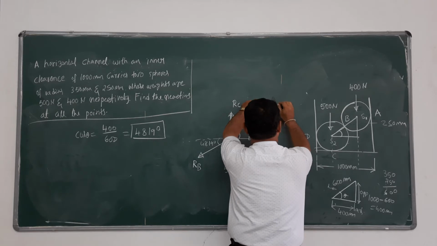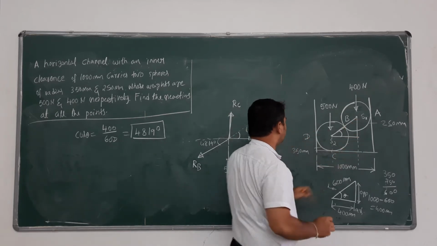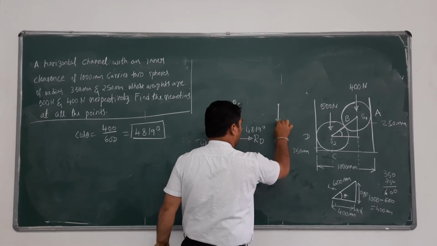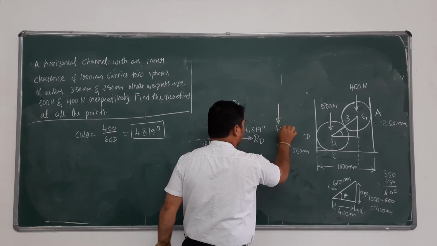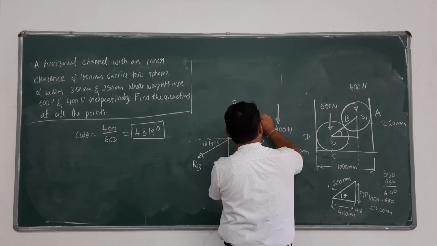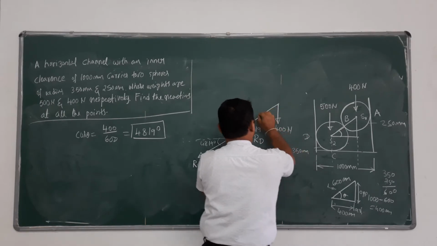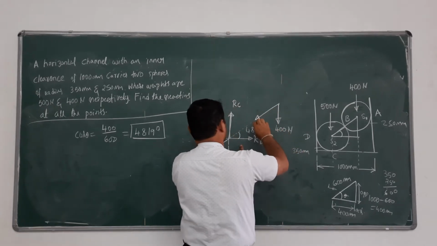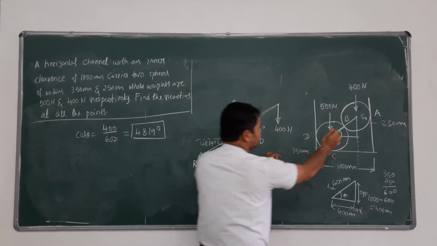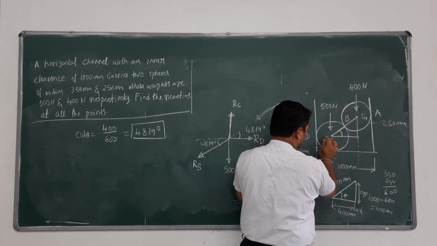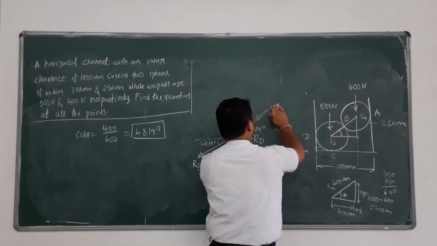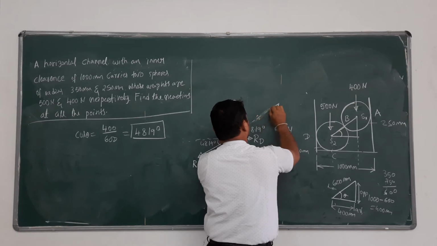Now come to sphere 1. Free body diagram of sphere 1. Sphere 1 has a self-weight of 400 Newton acting in the downward direction. Next, the reactive force at B, which should act in the upward direction. This sphere S1 is exerting force on sphere S2, so for that there should be a reactive force acting in the upward direction.